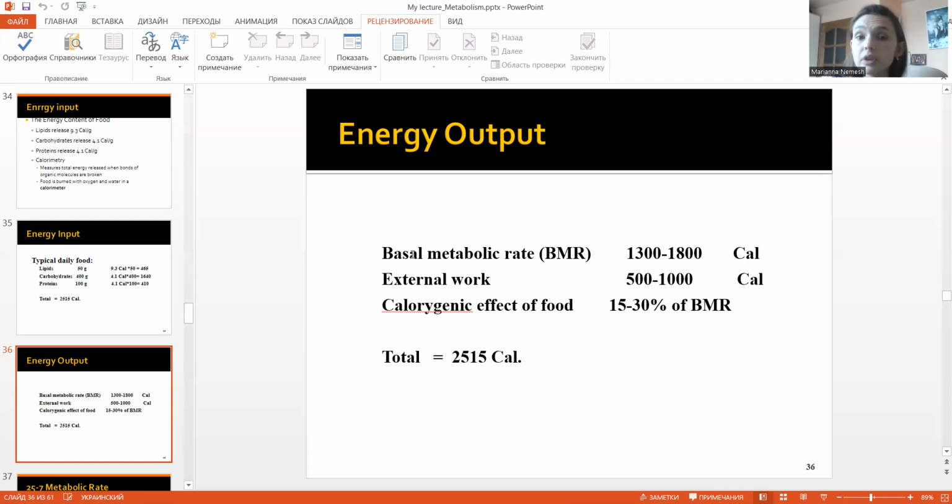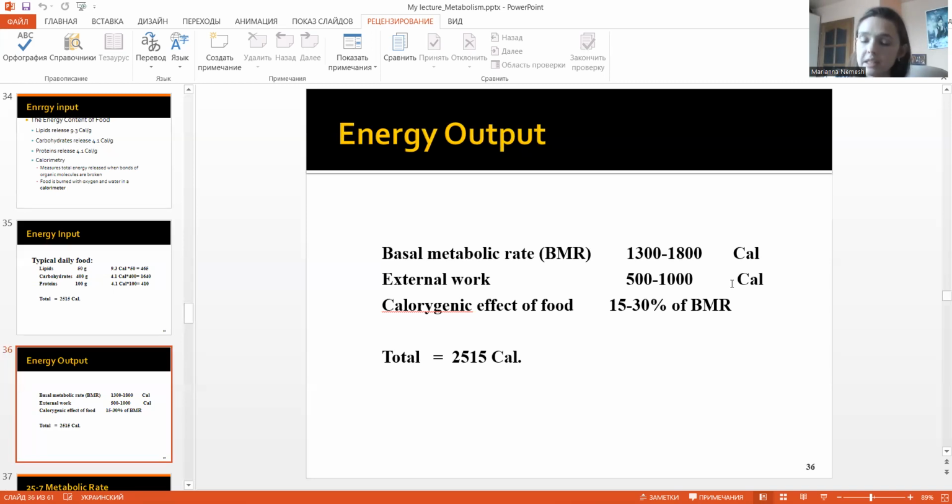It's basic metabolic rate. It mainly maintains your basic life processes like respiration and heart beating. Approximately the body uses 130-180 kilocalories. External work is mainly represented by your physical activity, approximately 500-1000 kilocalories. And the calorigenic effect of food is 15-30% of BMR.